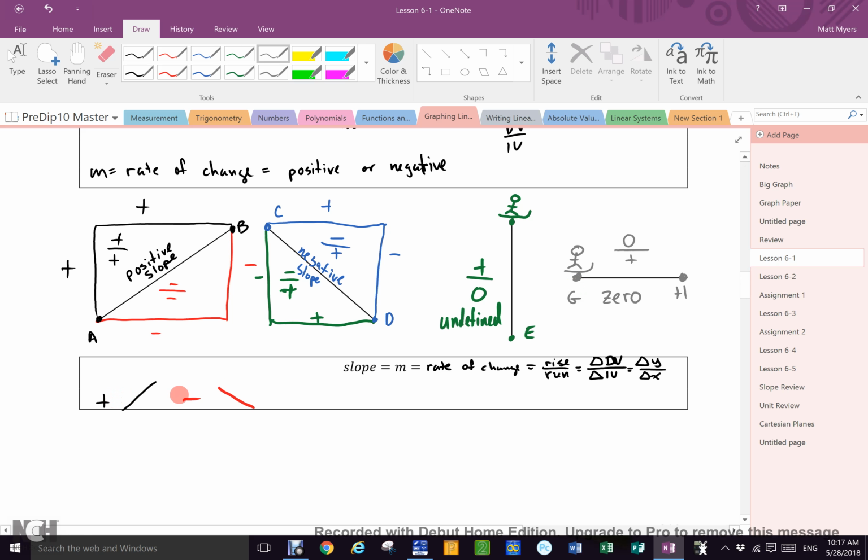So I can have a positive slope, a negative slope, or up and down, undefined because it's infinite, or flat, which is 0. Is everybody cool? Now I remind you, slope is all these things, and it lives right there in this form. Turn the page over.